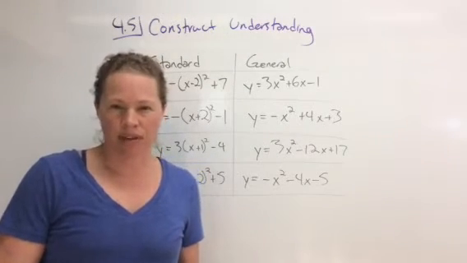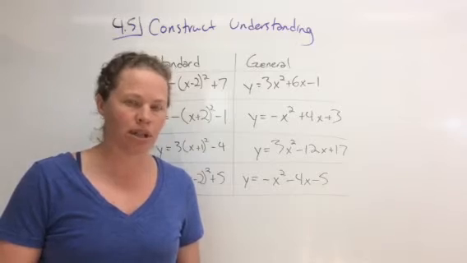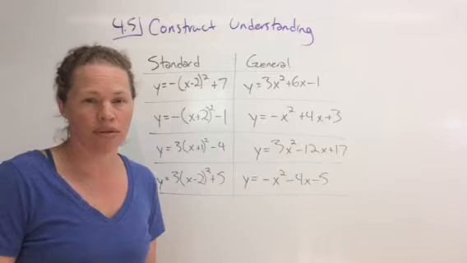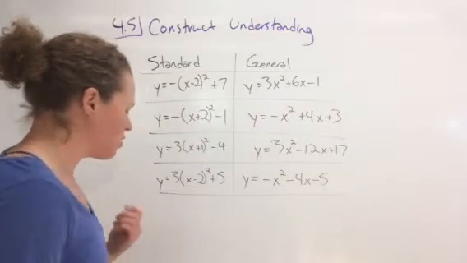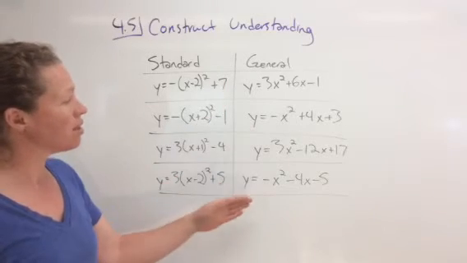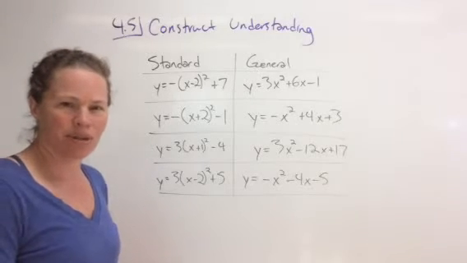So 4.5 is going to be about changing the way the formulas look and being able to interchange them between standard and general format and still be able to get the information that you need to do. So construct understanding asks us to match the ones in this column with the ones in this column. You probably look at them and go, well, they don't look the same at all. How am I supposed to do that?